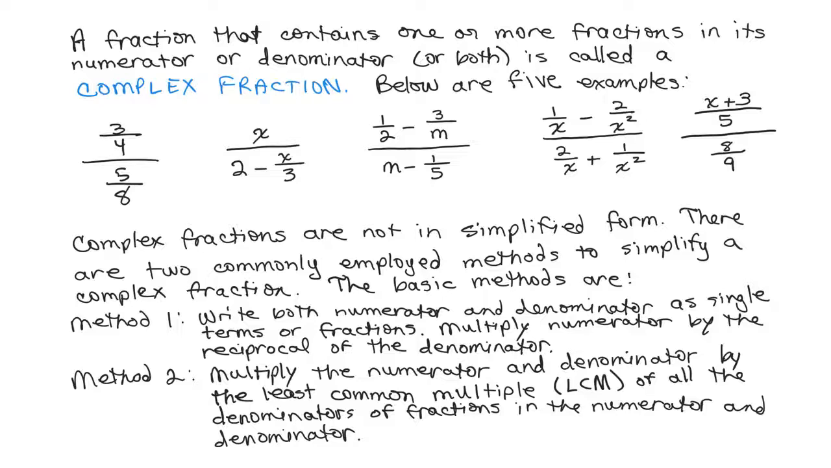In the first method, both the numerator and denominator need to be written as single fractions, and then you can multiply the numerator by the reciprocal of the denominator. In my example, the very first one is in that form, so method 1 works very well for that. For the rest of them, method 2 is actually easier for most people. You multiply the numerator and denominator of the complex fraction by the least common multiple of all the denominators of fractions in the numerator and denominator, and this eliminates the complex fraction in the first step.